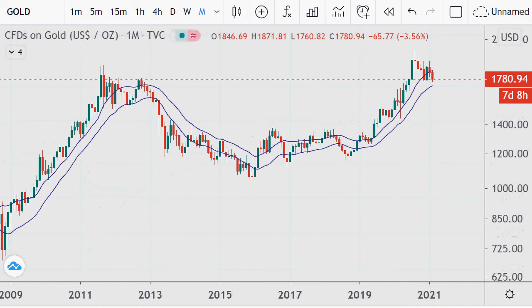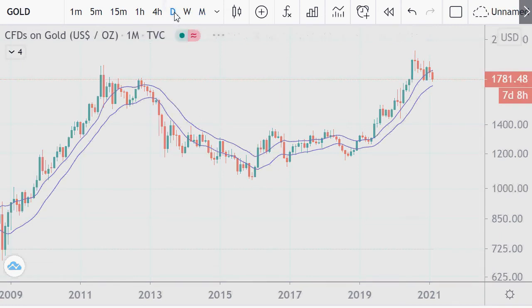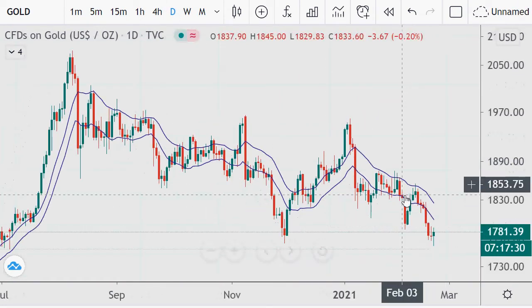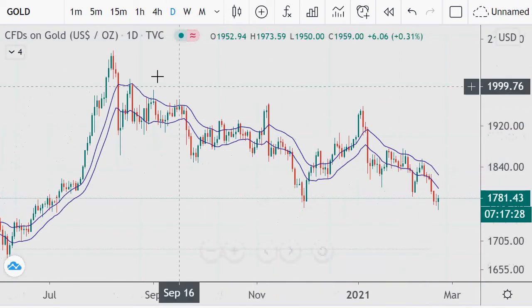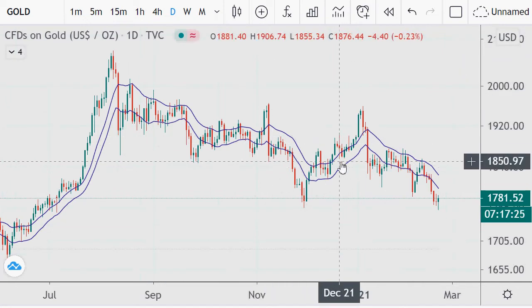The ratio against the dollar is 1,781, or that's the price in dollars, I suppose. And on the daily chart, price action is most certainly in a descending triangle.